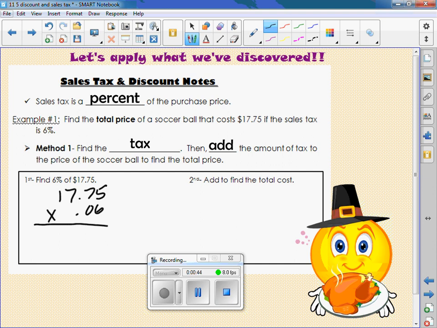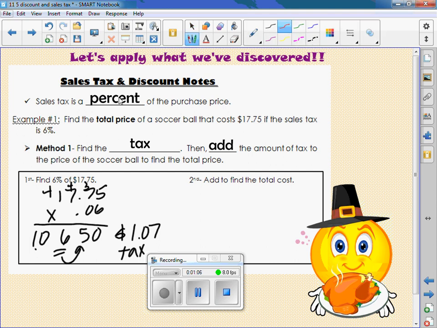And then let's see here. 3, 35, carry the 4, 46. All right, and then we'll put our decimal, I think it goes right there. And since it's money, we round to the hundredths place. So this would be $1.07. That's how much tax is.